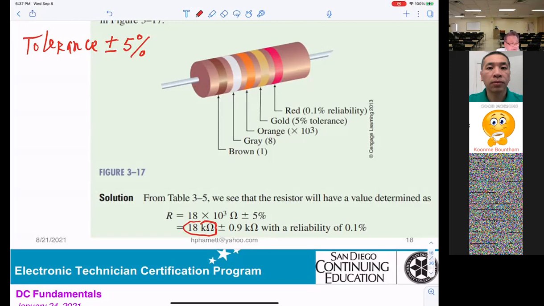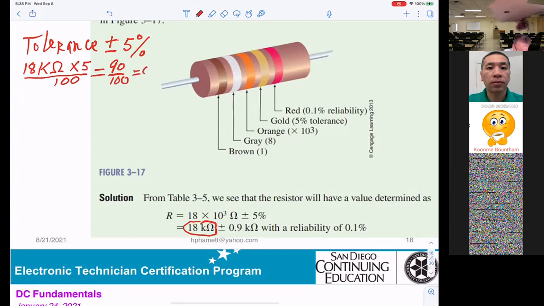5% of 18K. The first thing you have to calculate is 18 kilo ohm times 5 divided by 100. Then what do you get? 5 times 18 is 90, right? 90 divided by 100 is 0.9. So the tolerance is 0.9 K.